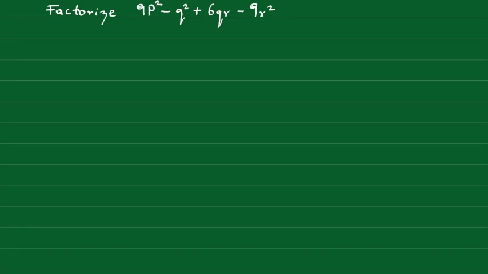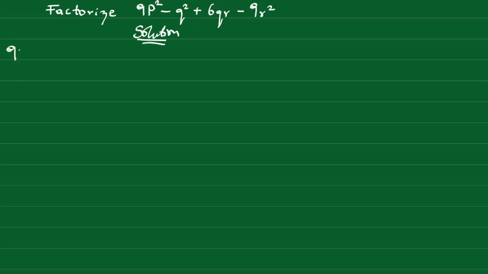We have this question from JAMB 1992, question 11, where we are asked to factorize 9p squared minus q squared plus 6qr minus 9r squared. So quickly we dive into this question by writing solution. Let's copy out our expression.